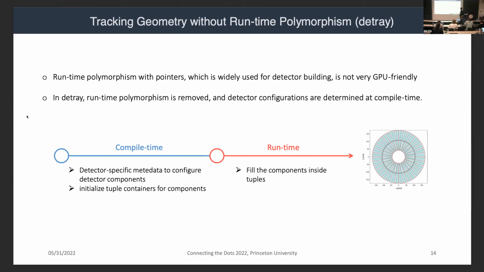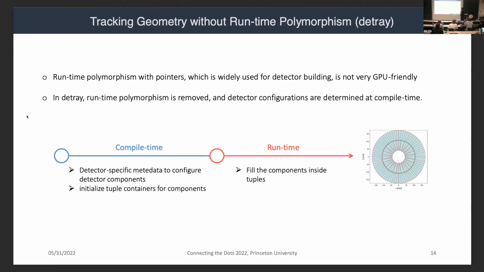And what we want to do with Detray is that we want to build a tracking geometry without runtime polymorphism. And the reason is that the runtime polymorphism, or the object-oriented programming with pointers, which is very widely used for detector building, like inside Geant4 or TGeo, is not very GPU friendly.